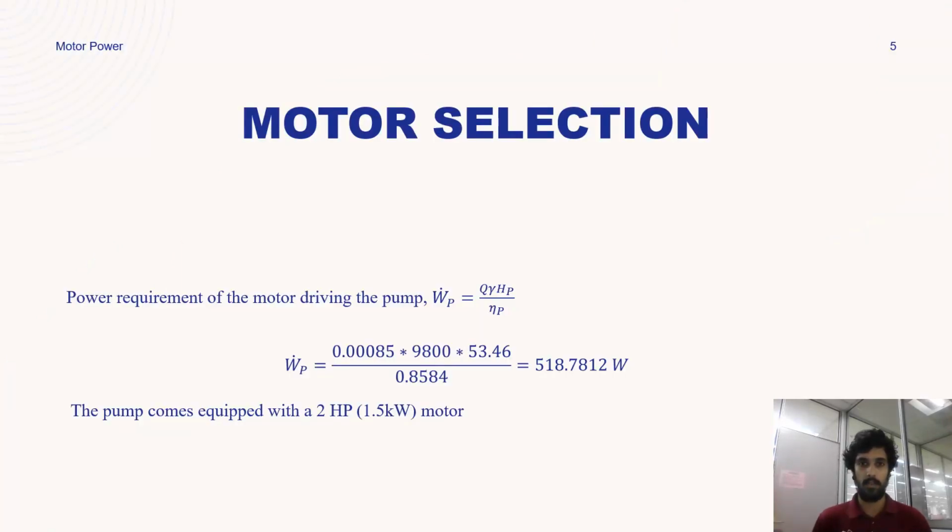The next component we're going to look at is the motor. We already know that the pump comes equipped with a single-phase motor, but we want to know if that motor is going to be powerful enough to operate the pump at our requirements. So we can calculate the required power of the motor using the efficiency that we calculated earlier, and we are able to obtain a value of 518.78 watts. The motor that already comes with the pump is 1.5 kilowatts, so it's going to be able to provide more than enough power for our requirements.